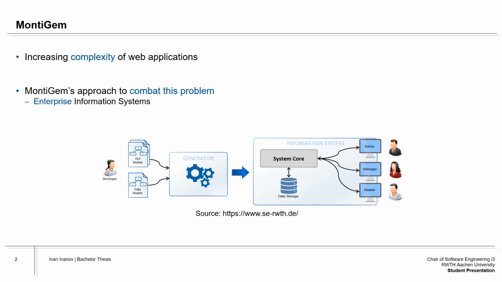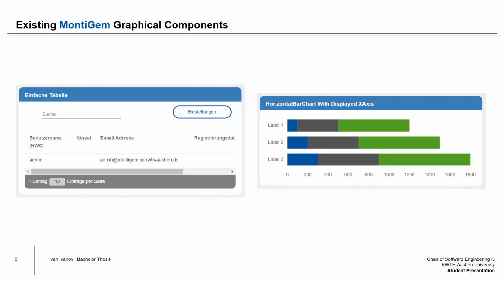First, let me explain what MontiGem is. It is a powerful code generating tool which uses editable and extendable models to generate whole web applications. It emerged as a valuable approach to reducing the ever-increasing complexity of modern web applications and mostly concentrates on the simplified creation of enterprise information systems.